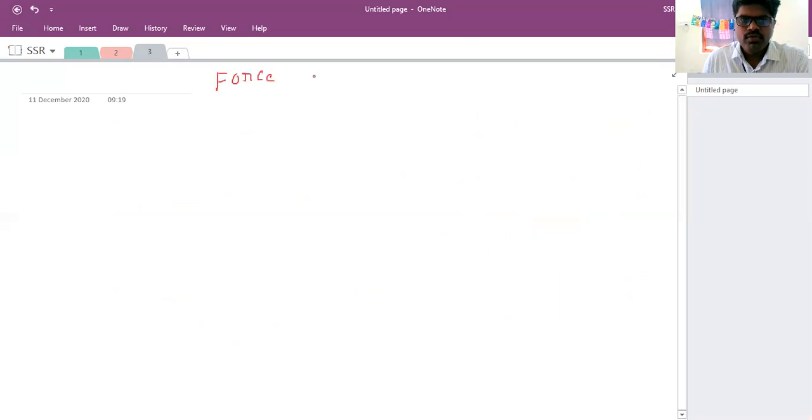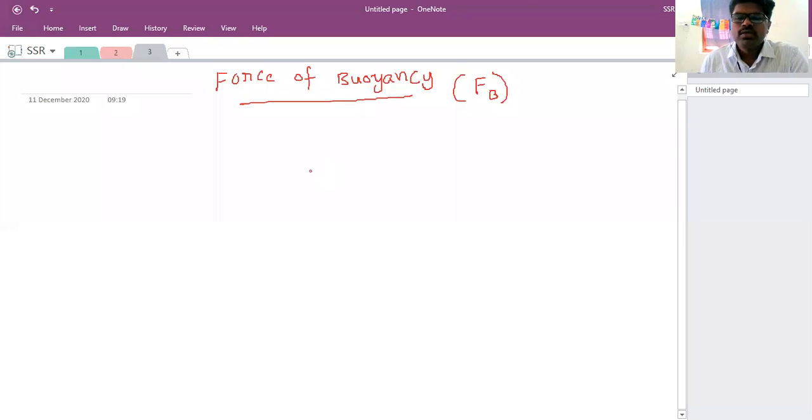Force of buoyancy. Force of buoyancy is also represented with the symbol F suffix B, FB. Okay, we can feel this force of buoyancy. What is this force of buoyancy?